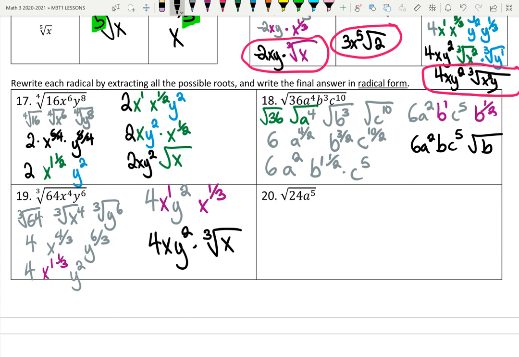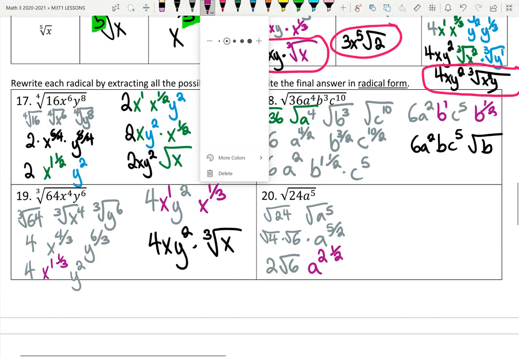Number 20. Take the square root of 24 and the square root of a to the 5th. I know a perfect square that goes into 24 is going to be 4. So it's going to be the square root of 4 times the square root of 6 times a to the 5/2 because it's an index of 2. I know that the square root of 4 is going to be 2 radical 6. And then this, after I divide, it's 2 and 1/2.